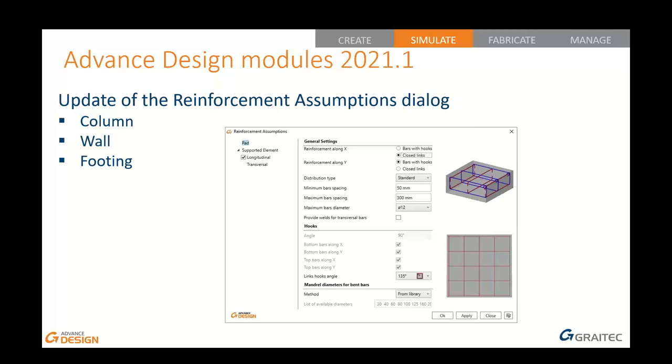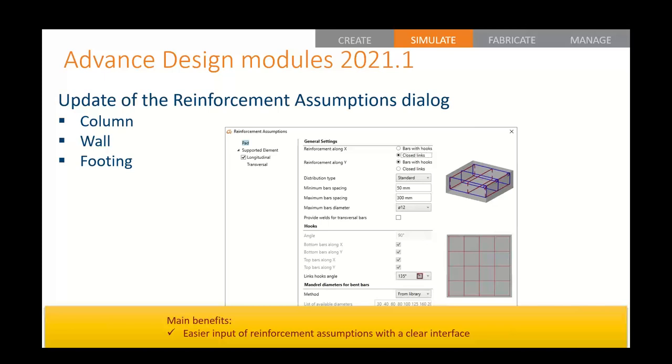The layout of the reinforcement assumptions dialog has been updated for RC columns, RC wall, and footing modules. As another window improvement, in a similar way to the previous 2021 version, we now have layouts with the tree menu on the left, the parameter fields in the center, and the explanatory drawings on the right. It's just a visual change, but I hope it will be much easier to navigate the reinforcement assumptions thanks to it. Benefits: the definition and changes of the reinforcement parameters is easier and faster.